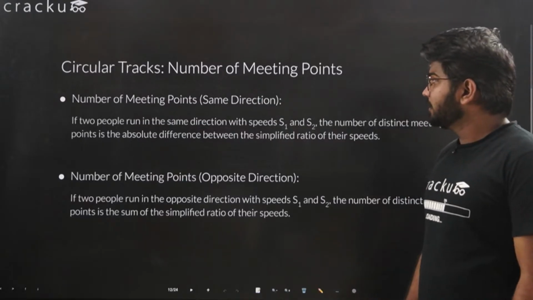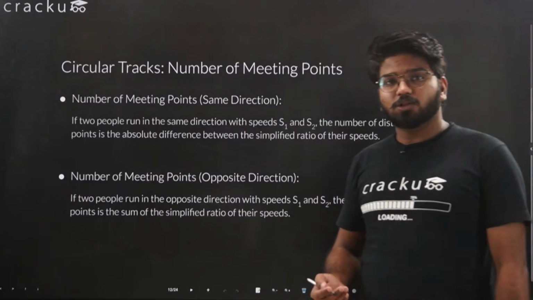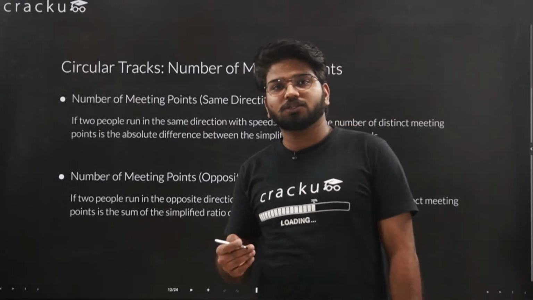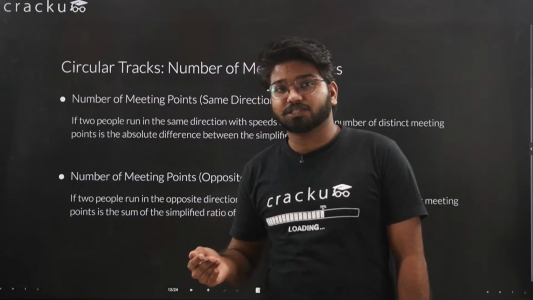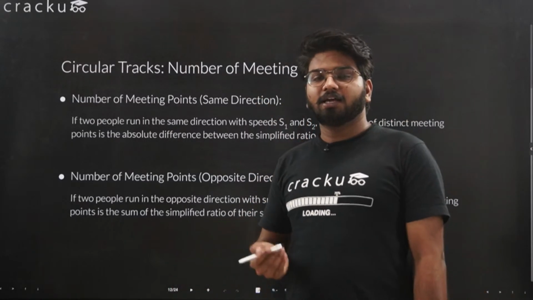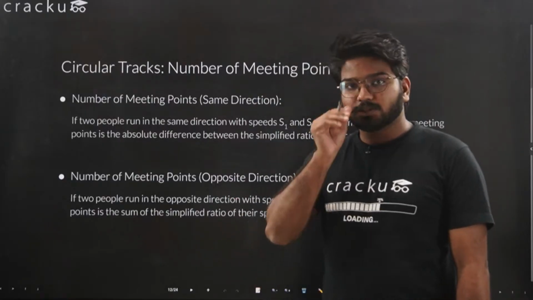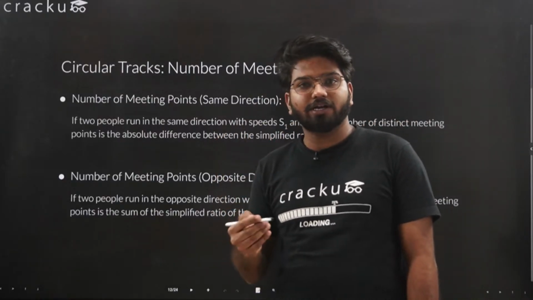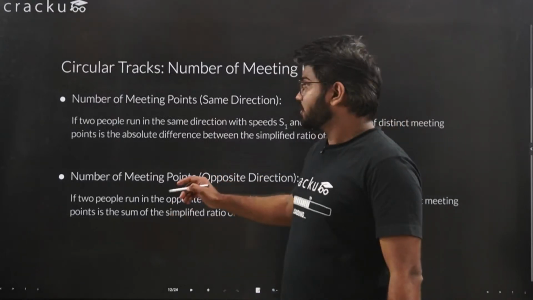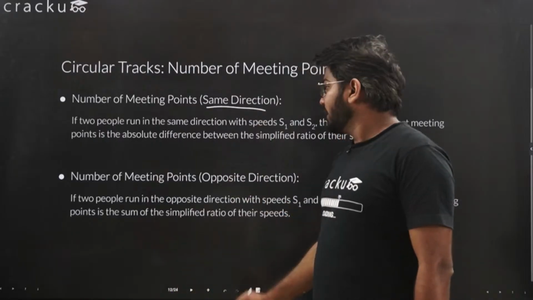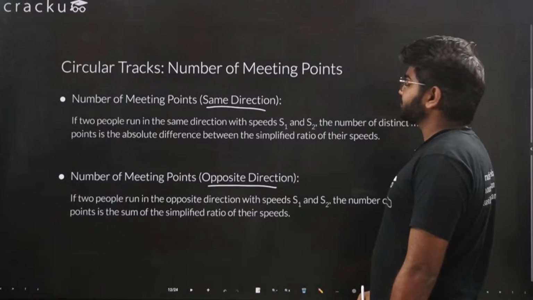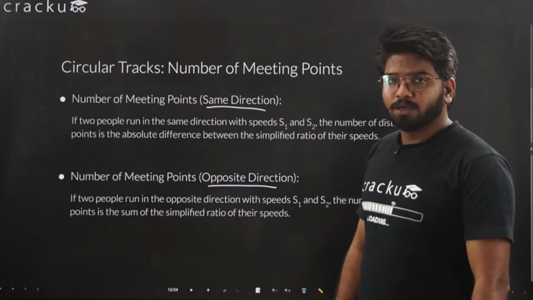It says that if there is a circular track and if two persons are moving, they can be moving in the same direction or they can also be moving in opposite direction. So at what points on the track will they meet? We can actually identify at what specific points those people will meet. So we have two concepts. First, if they are moving in the same direction, and second, if they are moving in opposite direction. Now understand this. It's pretty logical.